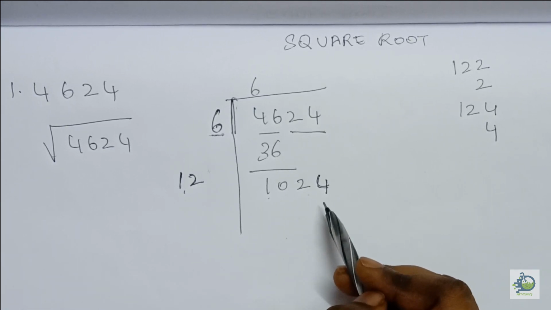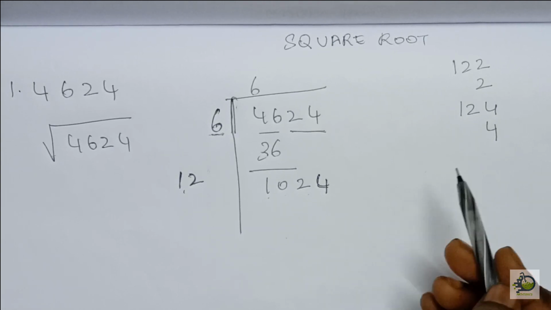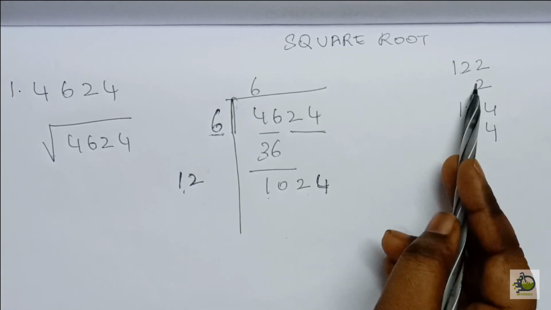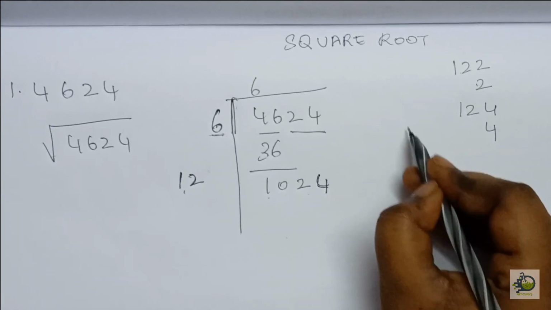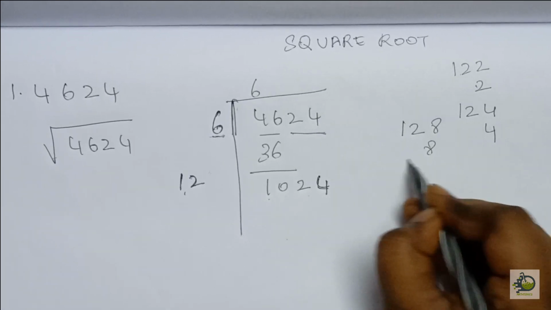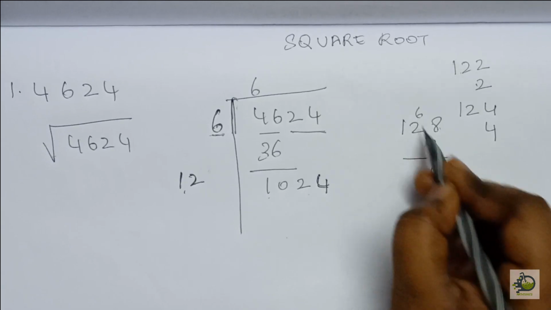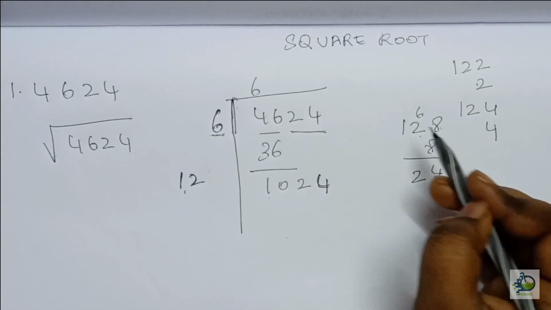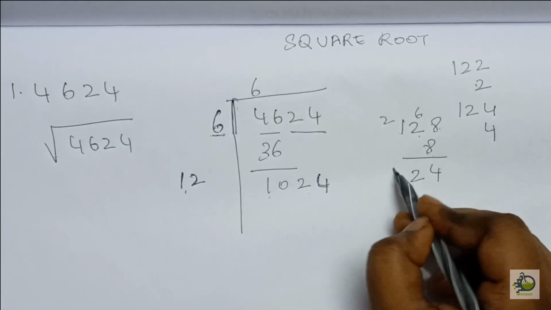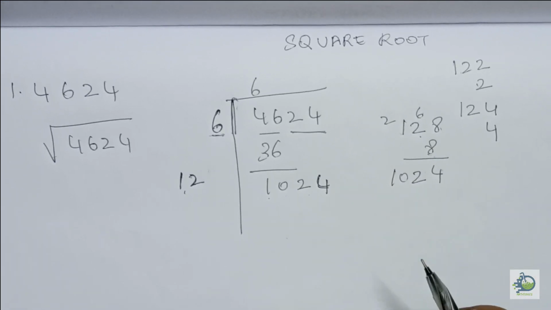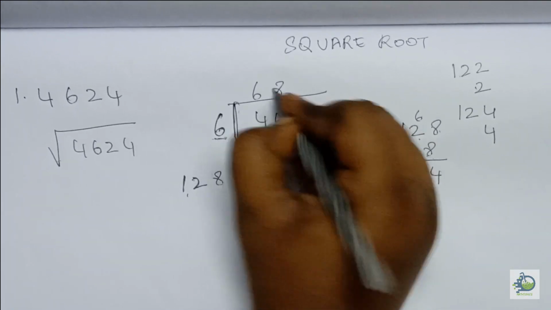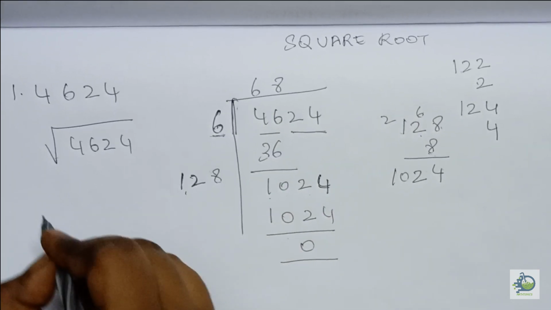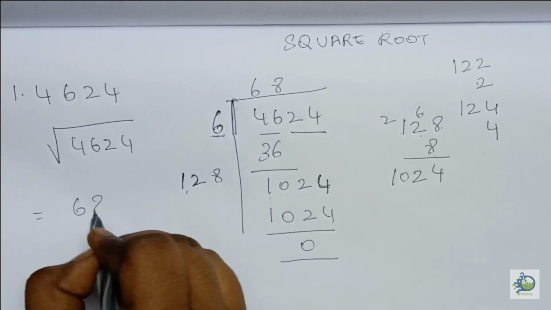We know that while multiplying, 2 twos will give me 4, and 8 eights can give me 64, so 4 is in the unit place. I know 122 cannot give this answer, so we will multiply and see with 8. 128 into 8: 8 eights are 64, 8 twos are 16 plus 6 is 22, 8 ones are 8 plus 2 is 10. So yes, I'm getting this answer. So I have to give 8 here and also 8 here, and I'm getting 1024, which leaves remainder 0. So the square root of 4624 is 68.